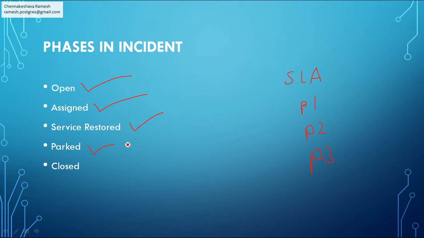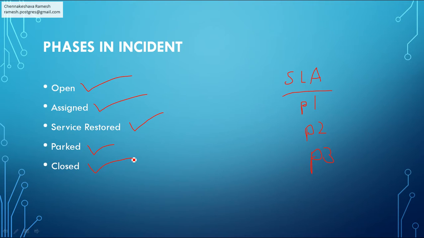So I park my incident because I don't want the SLA to be applied to this incident and the time to be counted, because that is not under my control. So I park my incident. Once the hardware part comes, we can fix it, and then we can take it out of the parked state. Once the issue is completely resolved, we can move the incident to the closed phase.